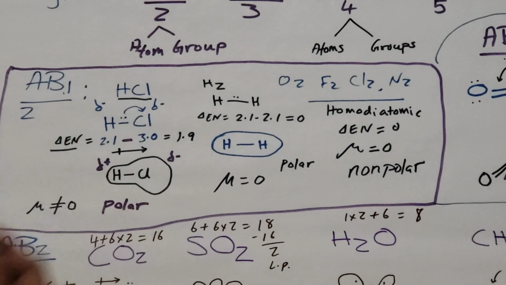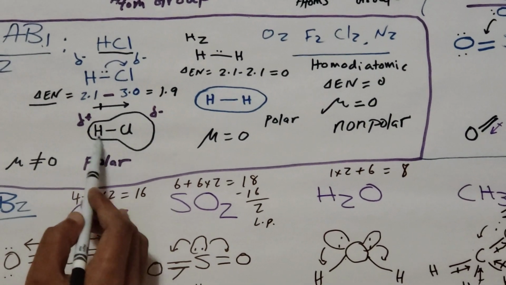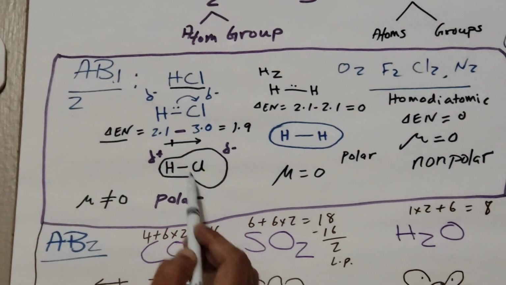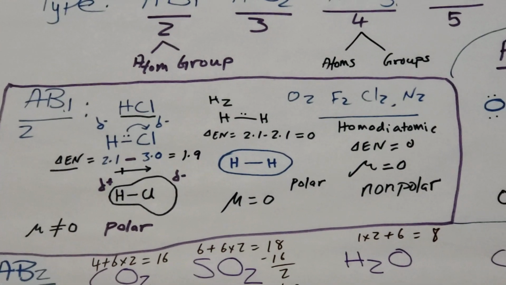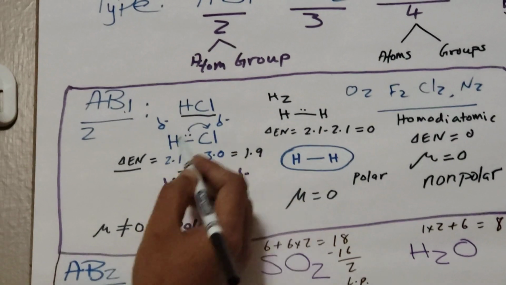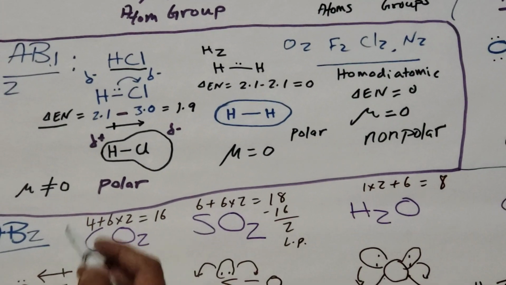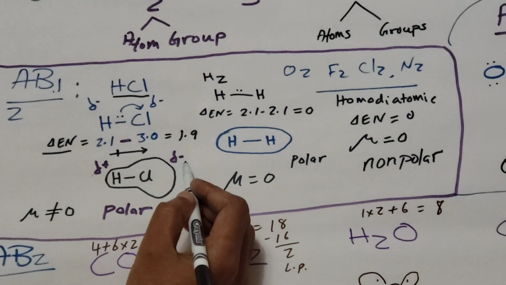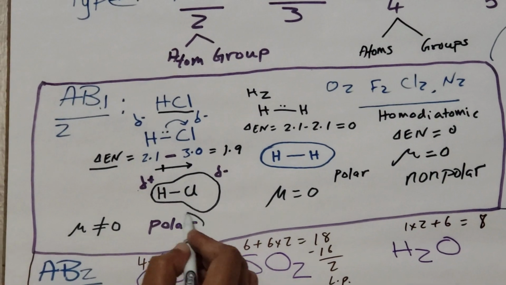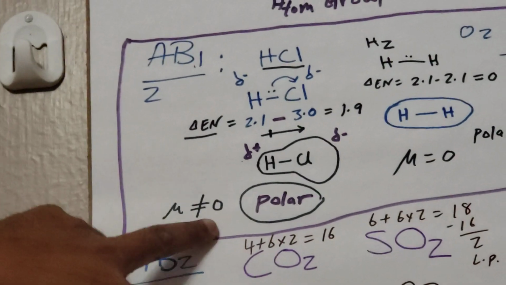So that means chlorine is stronger than hydrogen, right? Most of the time the bonding electron will spend its time towards the chlorine side. Because of this, chlorine will be delta negative, and hydrogen will be delta positive. So one pole is positive, another pole is negative, and because of this the molecule will be polar. So polar means dipole moment mu is not zero.